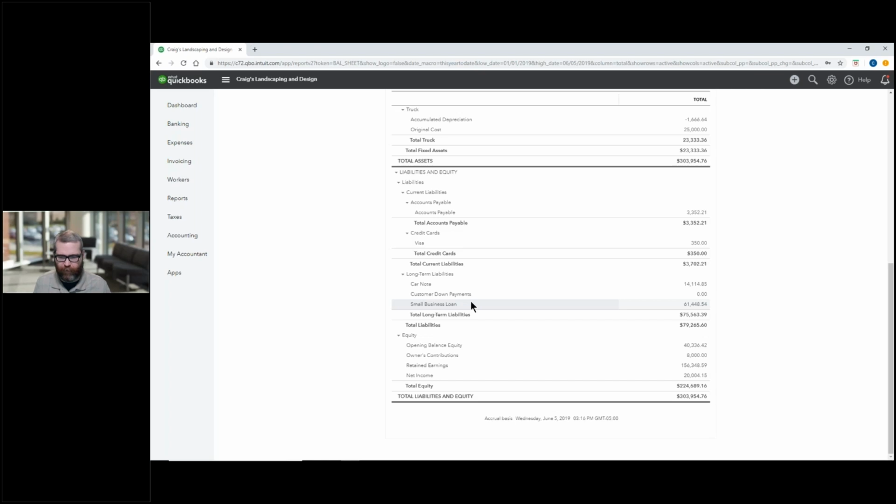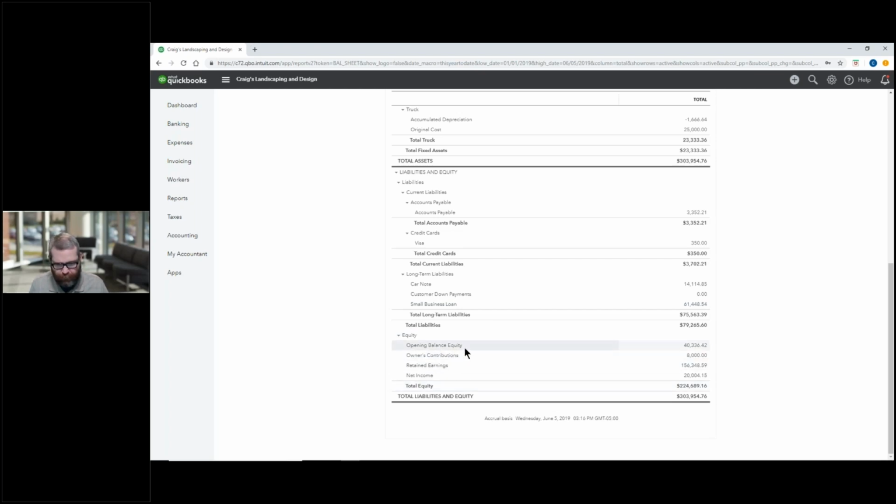There could also be some other current liabilities in here. Other current liabilities are things that the business owes that are probably going to be paid off within a year. So sales tax payable is going to be one of those accounts, but also short-term loans are going to be something you'll see as well. Equity is what the business owes to the owner.